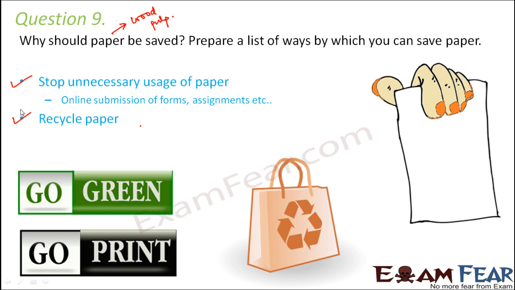Because paper production involves a lot of things. The factories throw out chemicals which cause pollution. Again, during the manufacturing of paper, electricity is used and water is used. So if we can reduce the entire process, in all ways it will be beneficial to the environment.